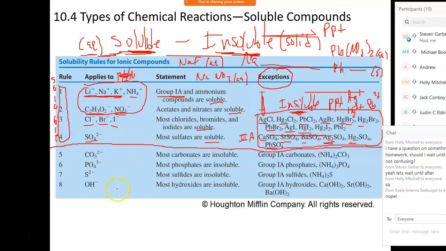There's a lot of writing over there. Down here, it's the exact opposite. Anything with these four are all insoluble.